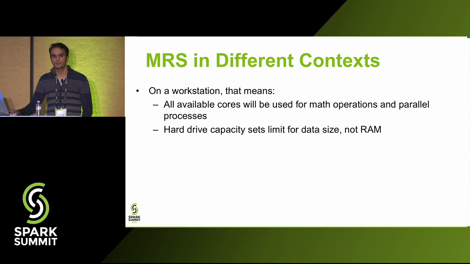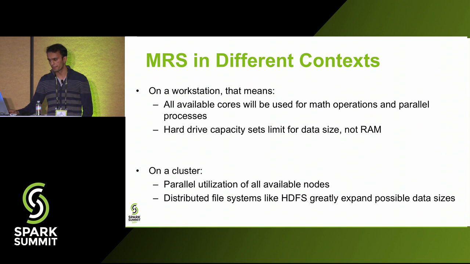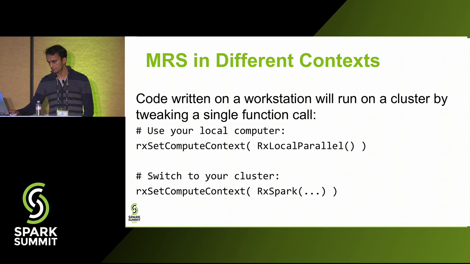In order to go beyond your memory limitations, it will use the hard drive for its data, not the RAM. On a cluster, you get even better utilization, so you get to use all the available nodes. So if you have a Hadoop or a YARN cluster, use all the nodes you have there. And instead of saving things on disk, go save in HDFS. So it really scales out the way Hadoop scales out.